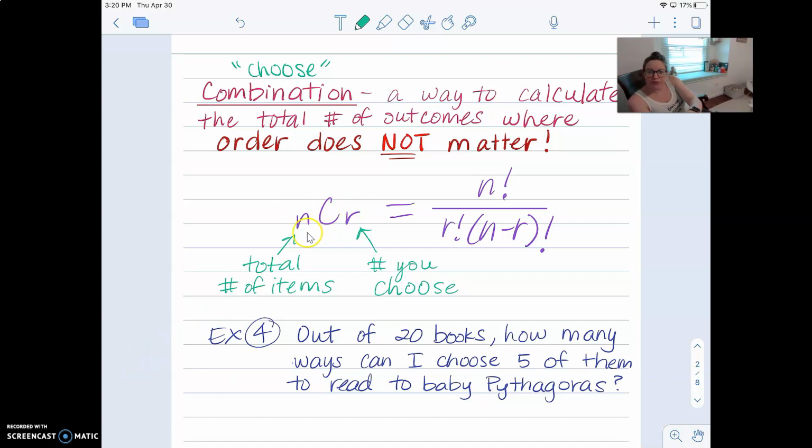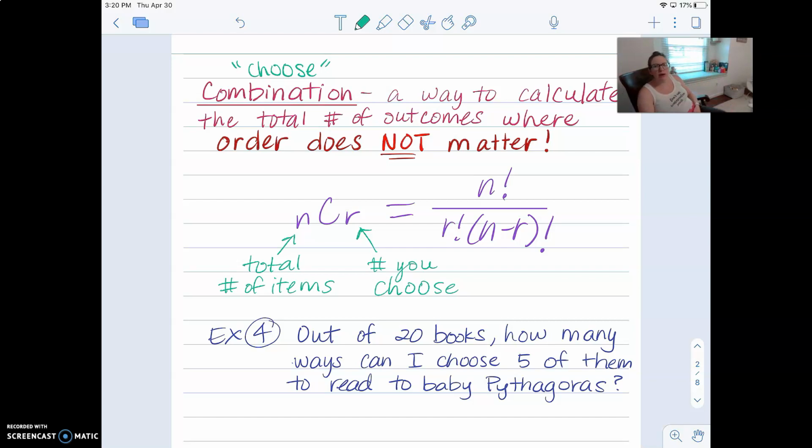Okay, so here's the formula. It's nCr, where n is the total number of items, C is combination, and r is how many you're choosing. It's very similar. You do n factorial on the top, which is the larger number. But then you have r factorial multiplied by n minus r factorial. So those are all of his lovely books over there. How many different ways can I just grab 5 of them? Let's do that one with this formula.